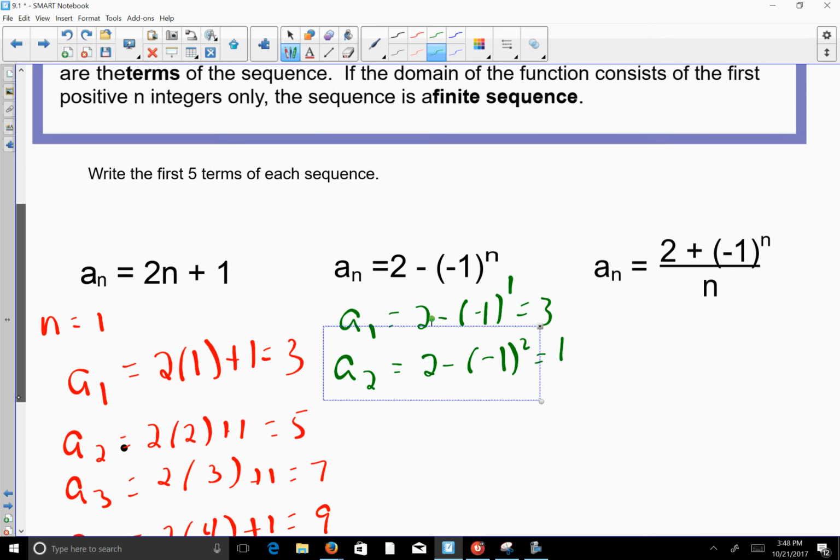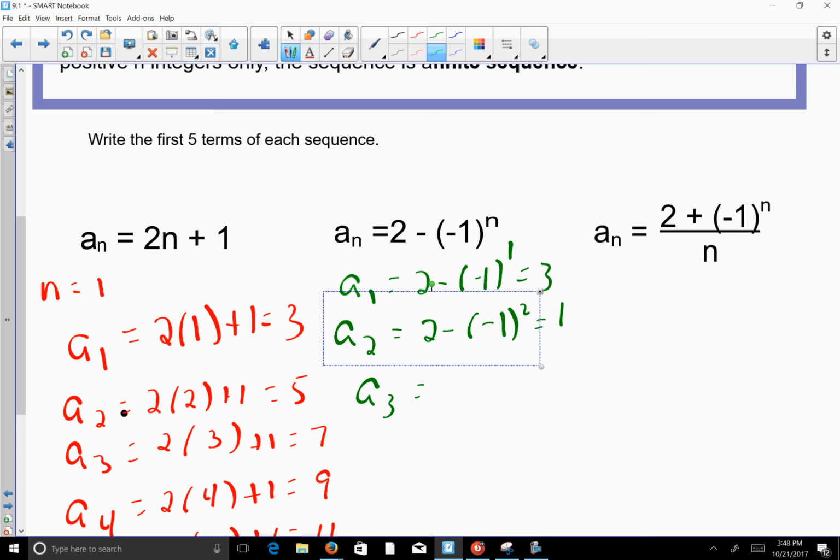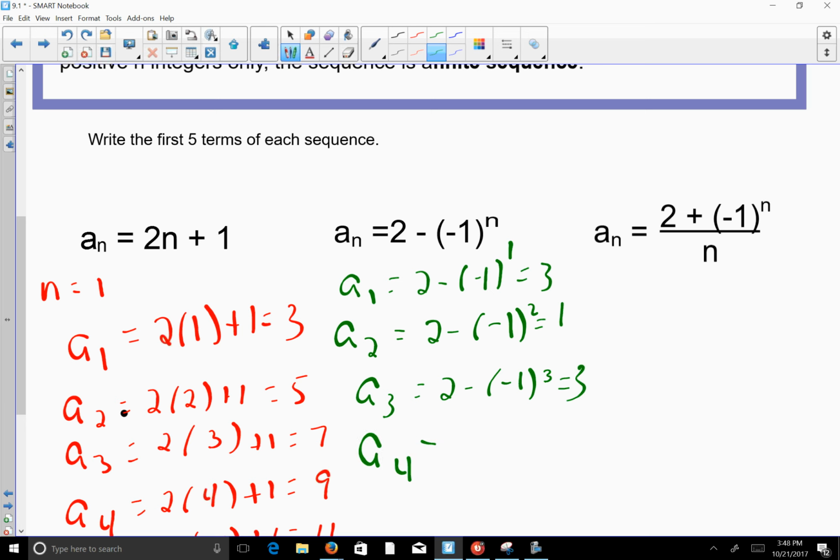When I go to find the third term, I'm going to have 2 minus negative 1 raised to the third power. So that negative 1 raised to the third power will still be negative. So it'll be 2 minus negative, which will be plus, so I end up with 3. And I can see that this pattern is going to keep on continuing, where I'm just going to alternate between the numbers 3 and 1. If it's an even term that I'm on, the answer is going to be 1. If it's an odd term, it's going to be 3. So when I list out my sequence, I'm going to write 3, 1, 3, 1, 3, because it asks for the first 5 terms.